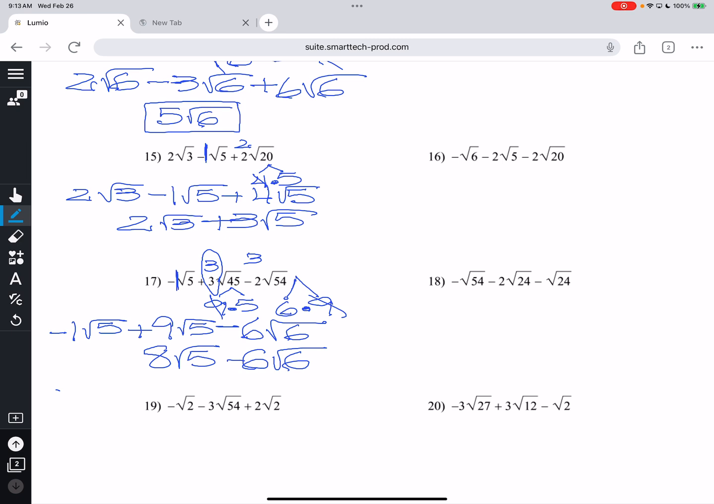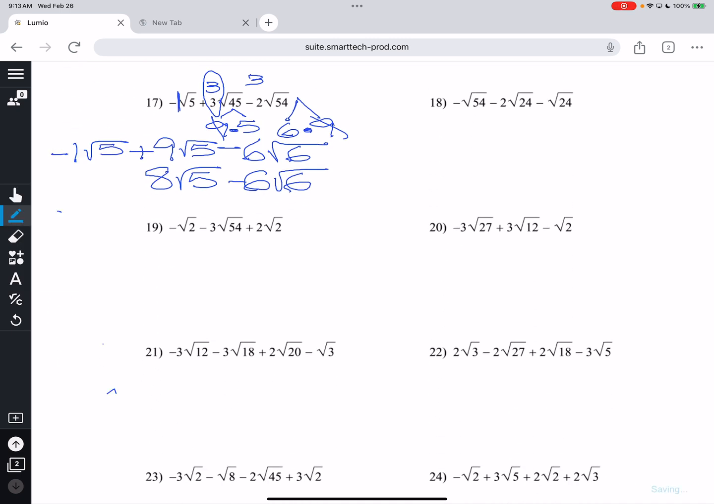All right, 19. Oh, good. We only have to break down one number, and that one is 54. And we just did that. So I think we look back and we use those same numbers, 6 and 9. Which one comes out? 9. All right, so at this point we have -2. Whoops, sorry. I meant to put -1 radical 2, minus 9 radical 6, plus 2 radical 2.